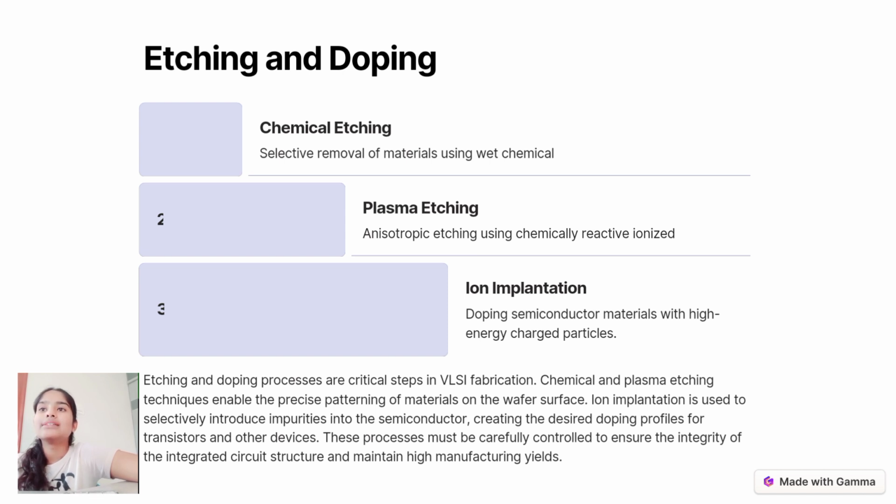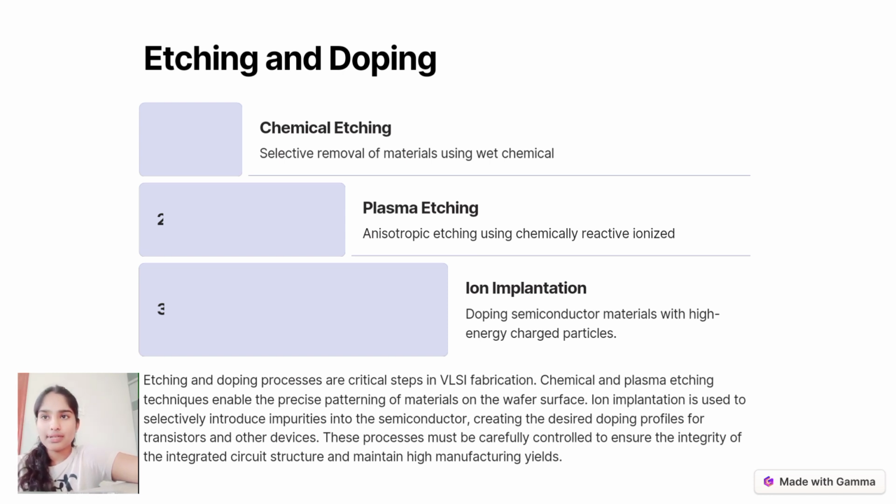Next we have etching and doping process. Chemical etching, selective removal of material using a wet chemical solution. Next we have plasma etching, anisotropic etching using chemically reactive ionized gases. Ion implantation, doping semiconductor material with high energy charged particles.